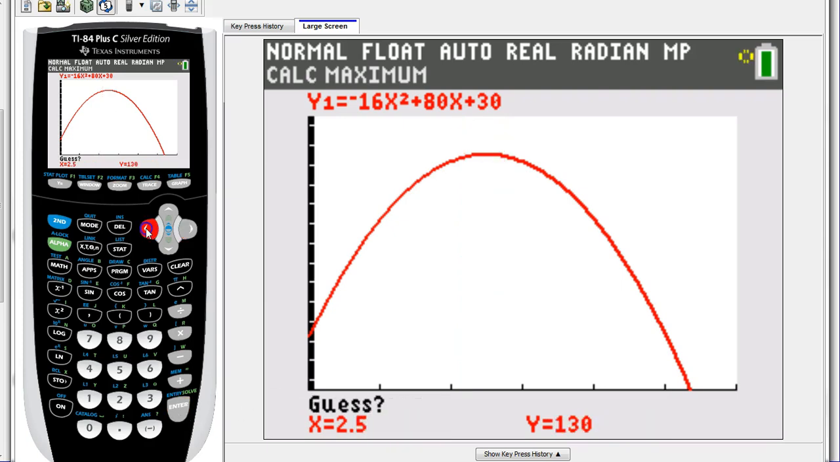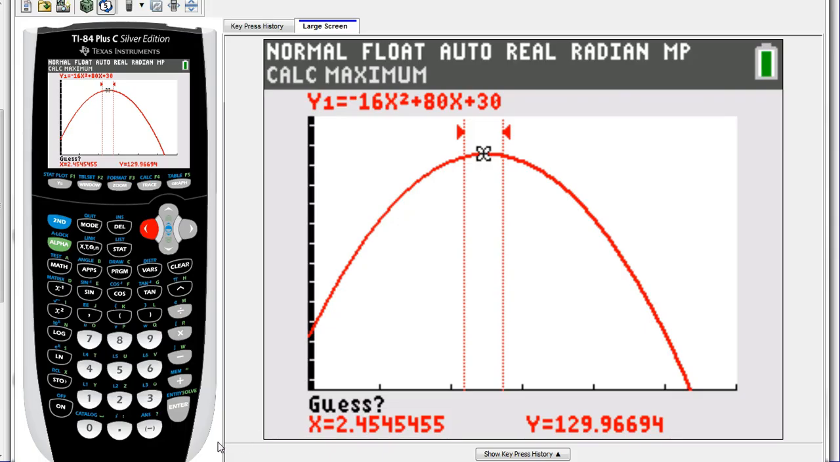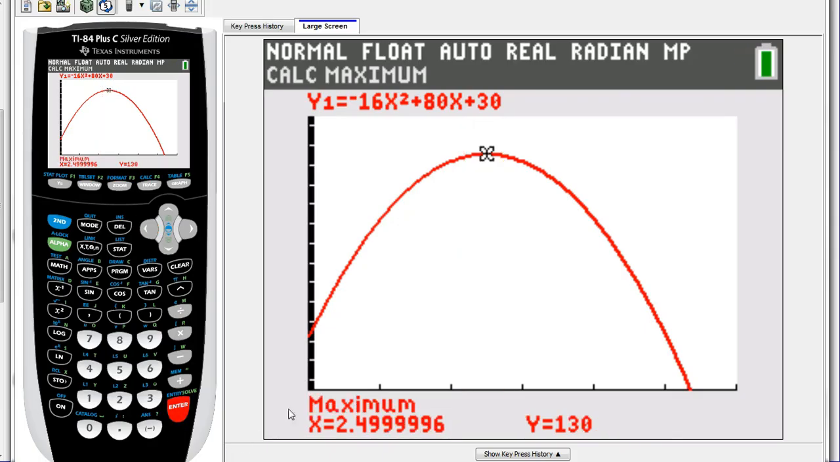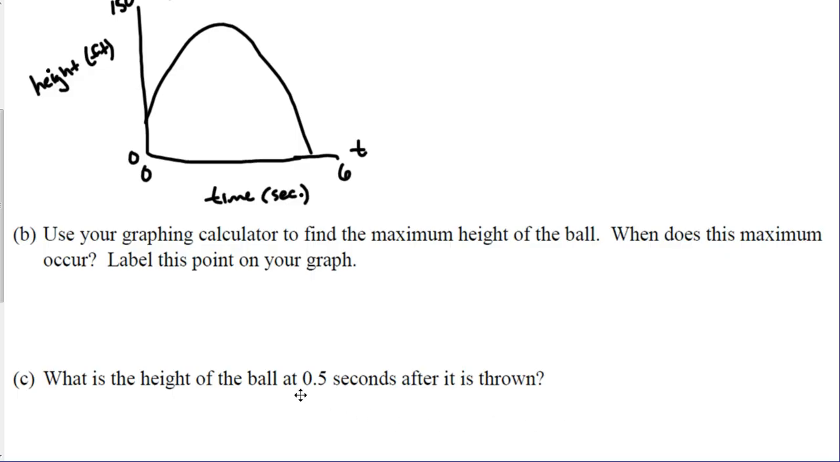Your guess is anywhere in the middle, so it's saying guess at the bottom here. Hit enter. And now I can see the maximum. You know what? That looks like positive 2.5 and a y value of 130. So back up to this point.